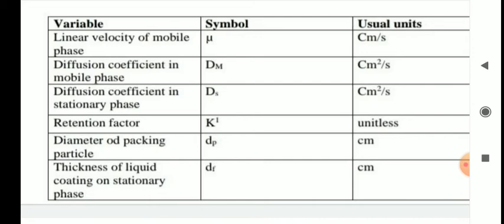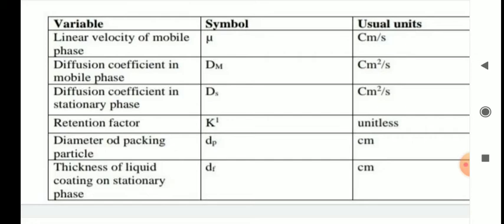Smaller packing particles are preferred because that will result in faster rate of transfer. You all very well know that the reaction rates are faster if the particle size of the reaction mixture is small. So obviously, in the case of chromatography, the rate of transfer from the stationary to the mobile phase or from the mobile phase to the stationary phase will be higher if your packing material has a diameter which is small.